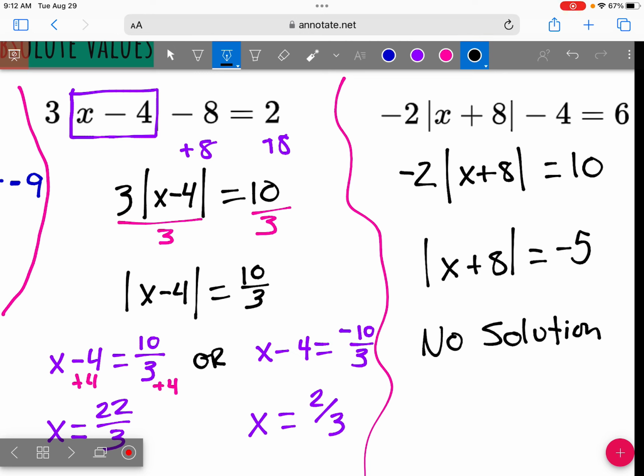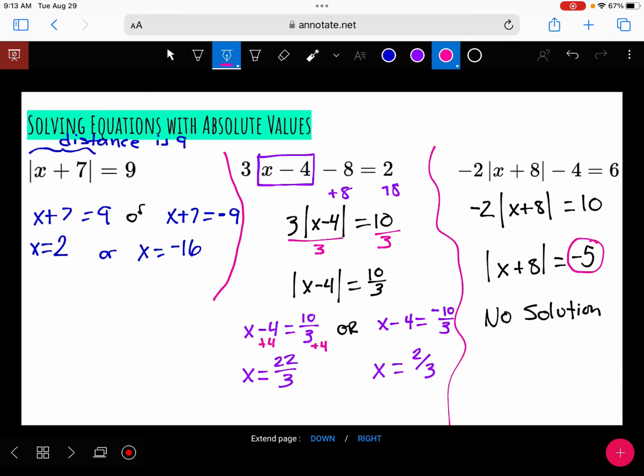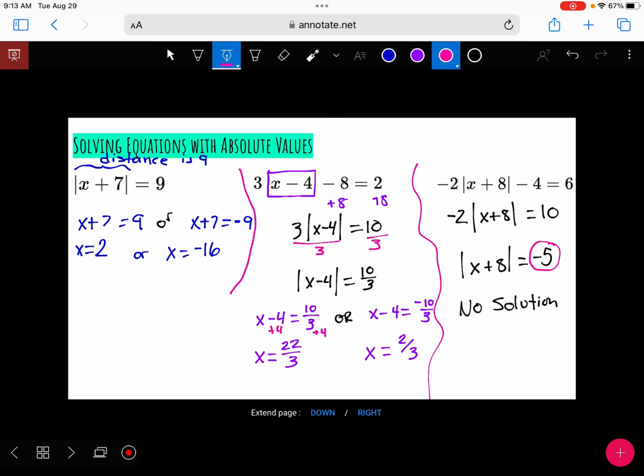Same vibe, different flavor. Because I cannot have a negative distance. I cannot have a negative absolute value. I will never equal a negative number when your absolute value is isolated. It can have negatives all over the place until we're isolated on an absolute value. So distance cannot be negative, so it's no solution.